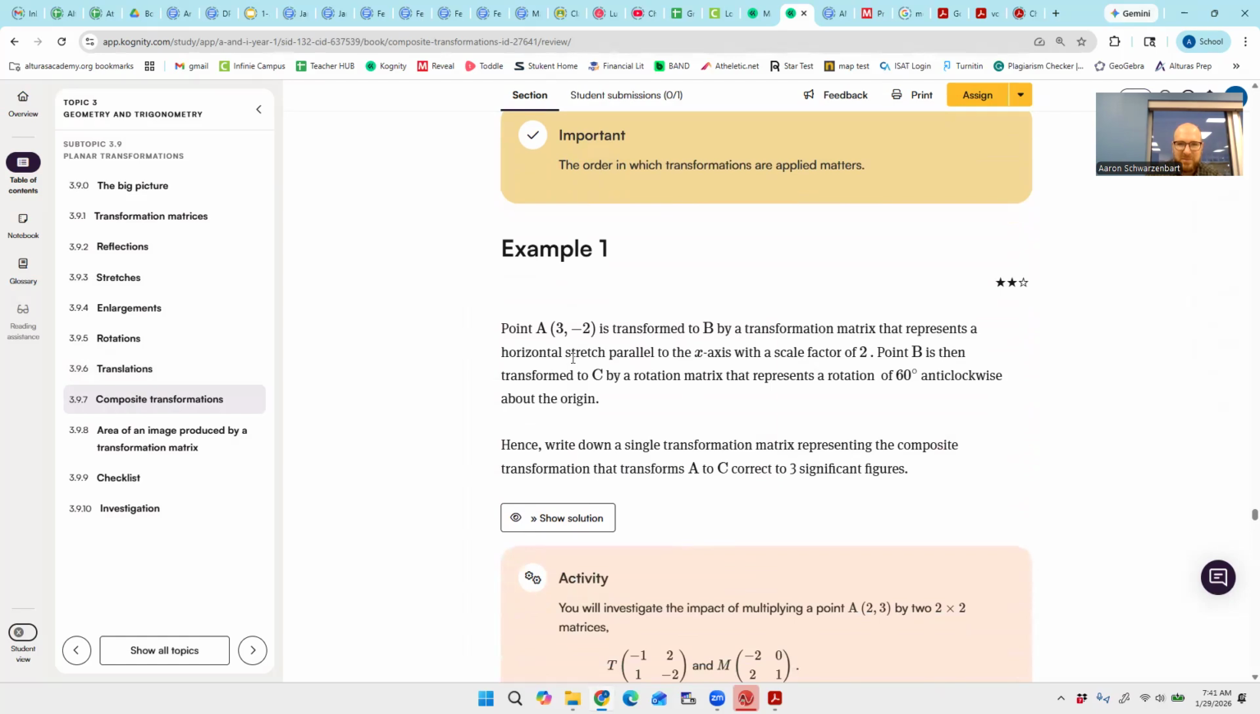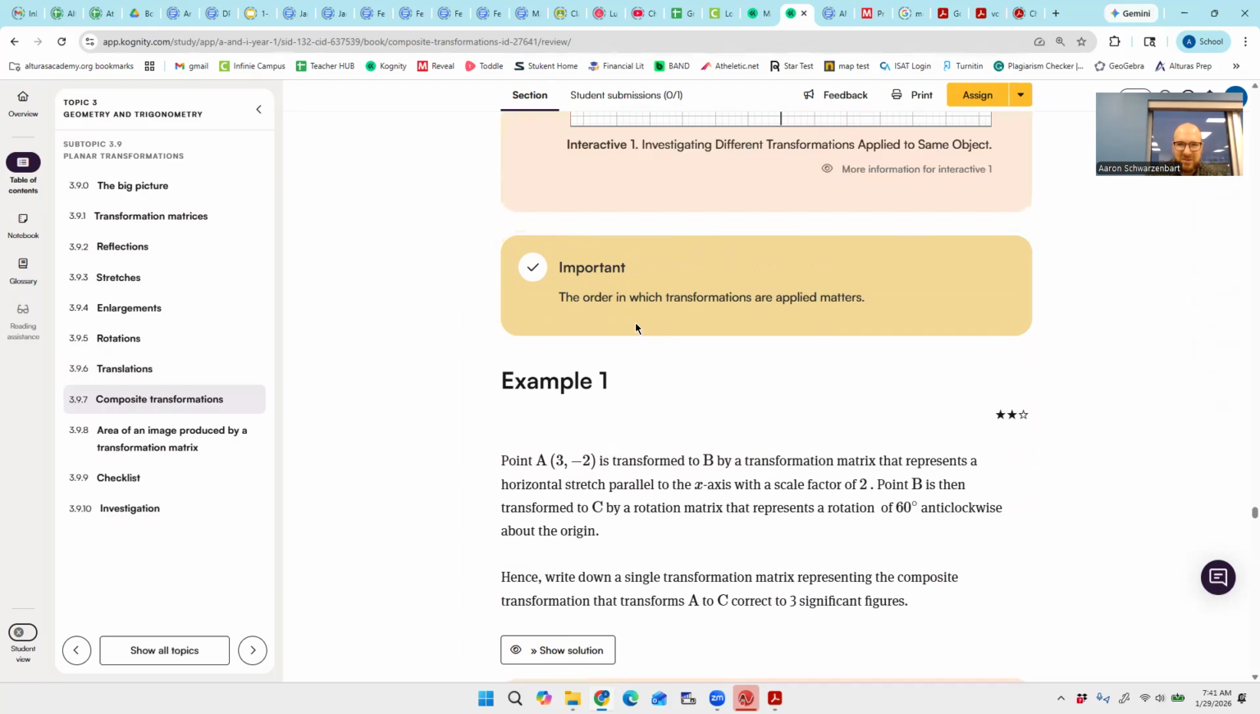So a point is transformed by a matrix. The order in which transformations are applied matters. You keep multiplying them out. T1, so this is my point matrix. T1, T2, T3. They are going to apply from inside out. So 1, 2, 3. We're actually closest to the points working backwards.